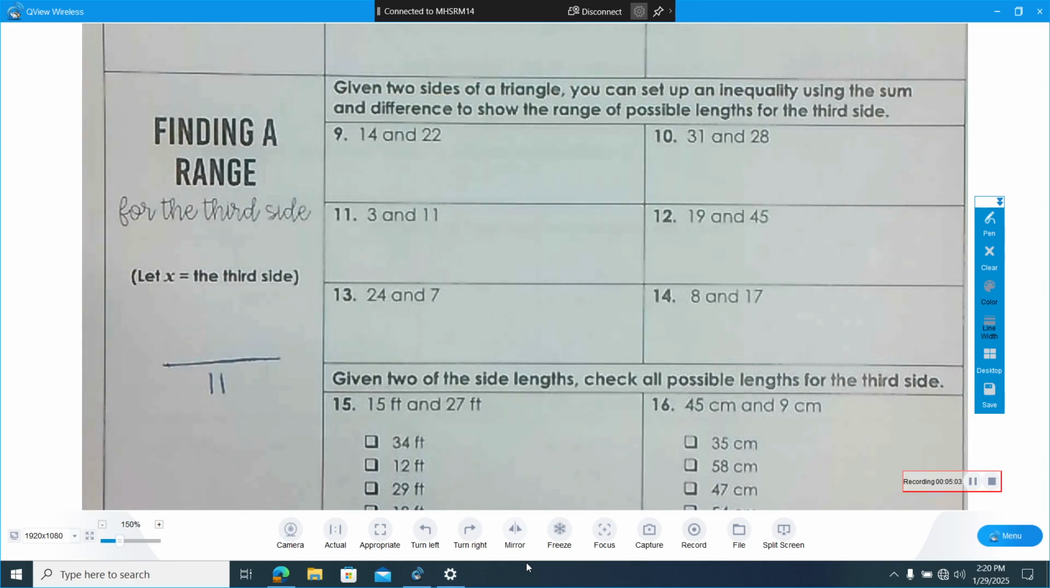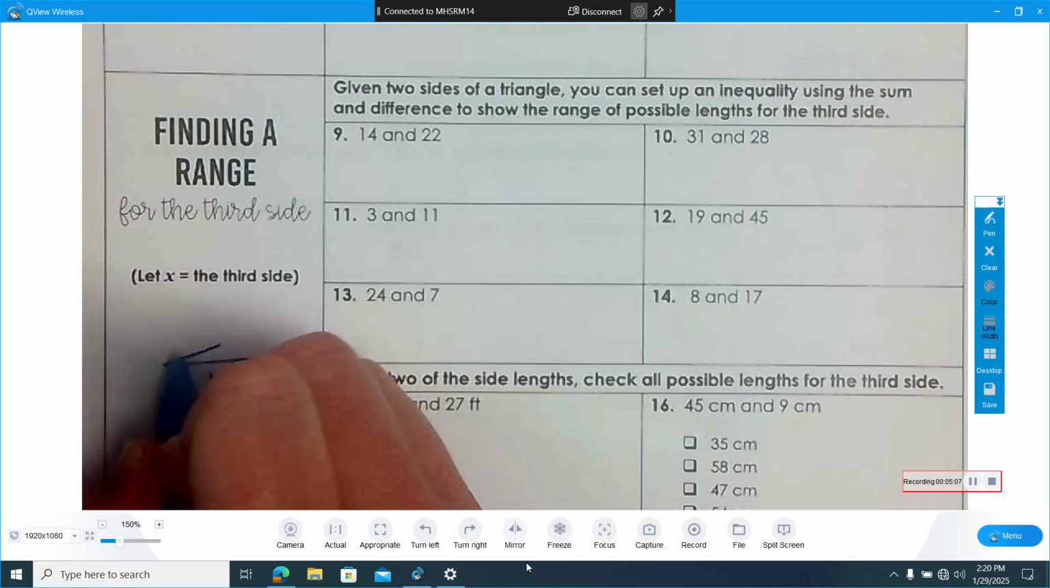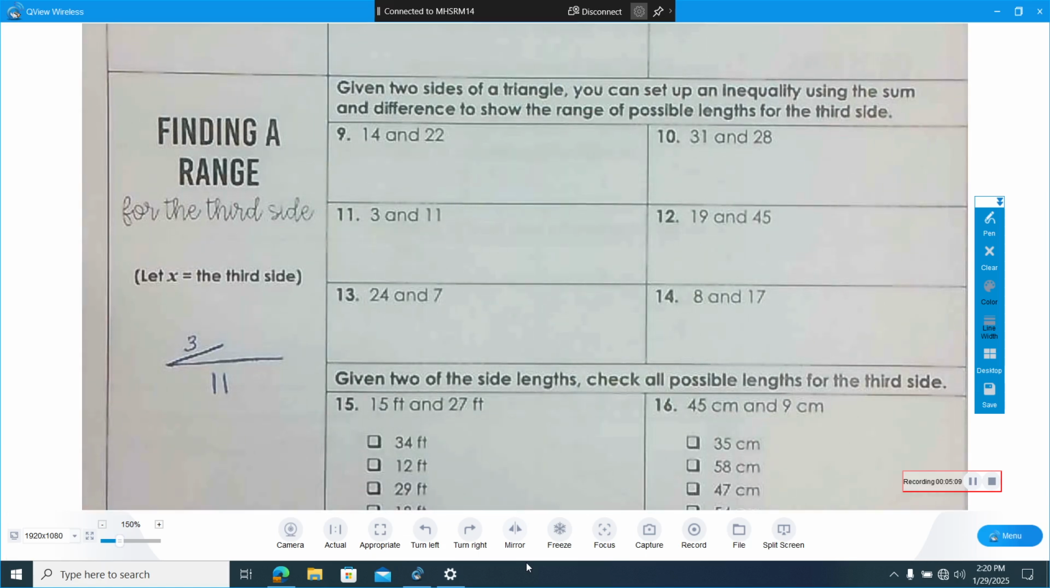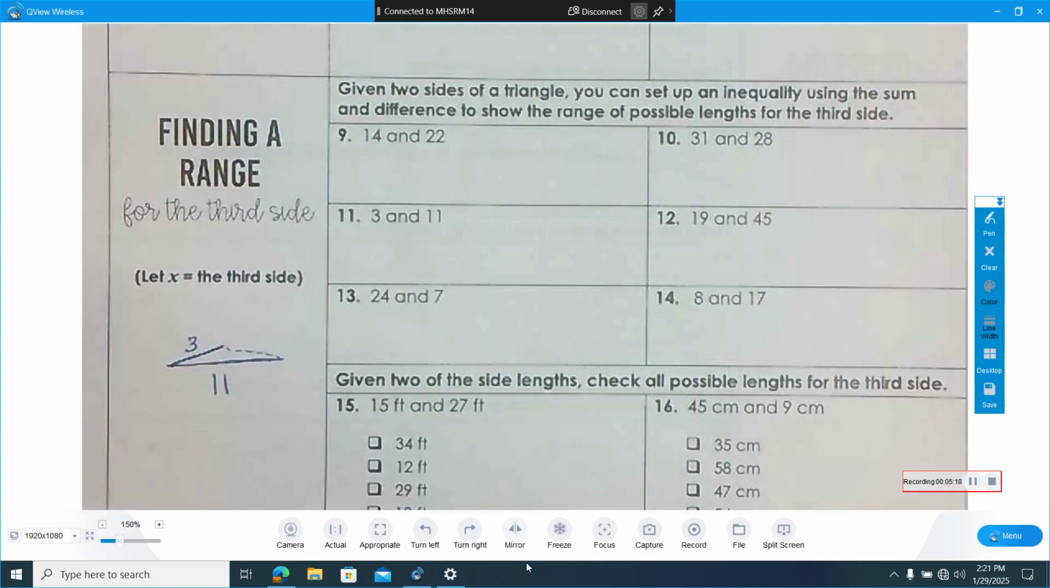And then I'm going to draw my second side, and I'm going to say that that's 3 units long. I want to know what is the shortest possible side that this third side could possibly be. What is that length? What could it be? Can it be 8?